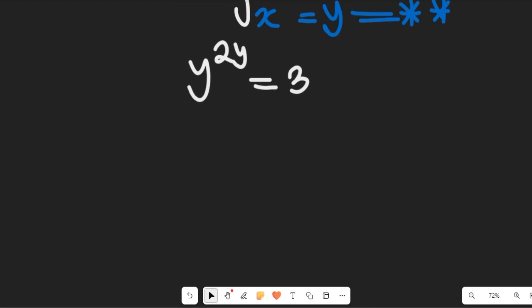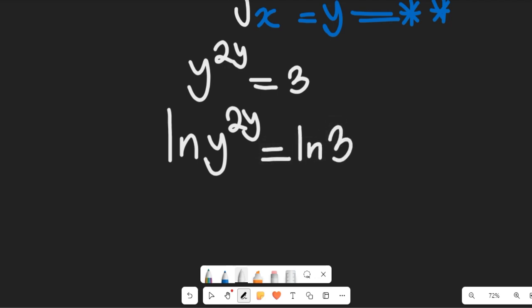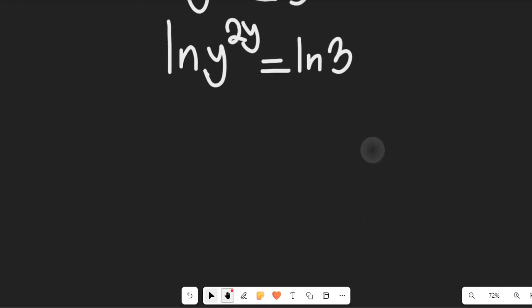The next thing we need to do in the next step is to apply the laws of logarithm. Yes, logarithm can solve this question. Now let's look at taking the natural log of both sides. If I take the natural log of both sides, I'll have the natural log of y to the power of 2y equal to the natural log of 3, right? Now, if I do that, I'm going to simplify this.